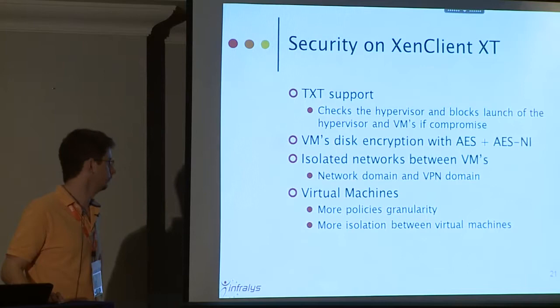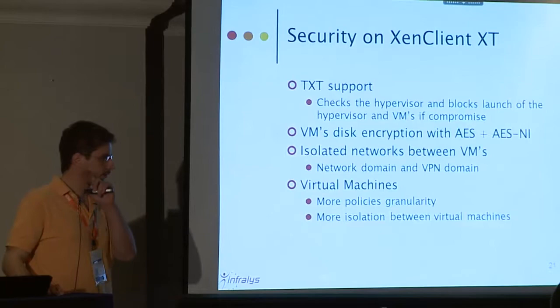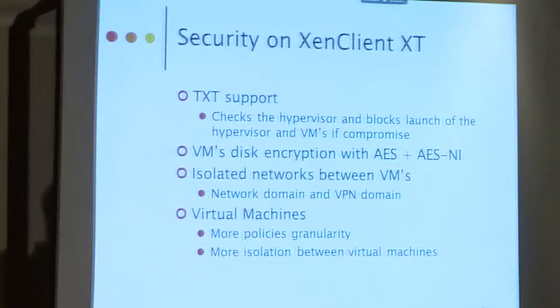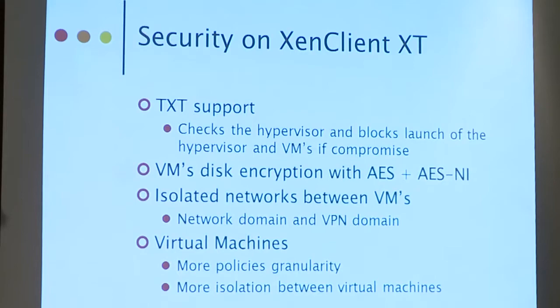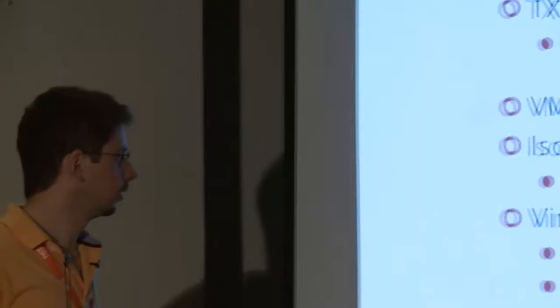So we've seen that XenClient 2.1 was using AES 256, and the XT version is also using AES and AES-NI. AES-NI is a hardware feature which will improve the capacity of AES. It will make it faster, and basically that's it.